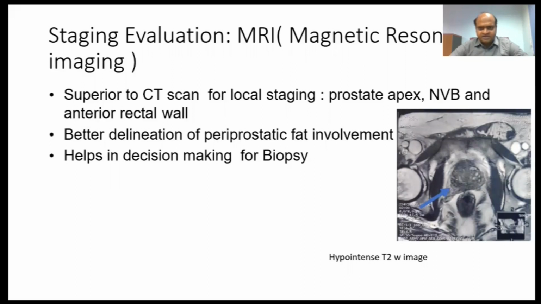gives you minute details regarding involvement of the prostate cancer into the surrounding structures like the neurovascular bundle and rectal wall. It also helps in determining whether prostate cancer is involving the prostatic apex or not. It better delineates the periprostatic fat involvement.